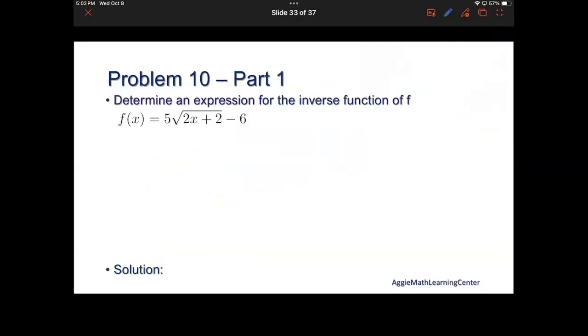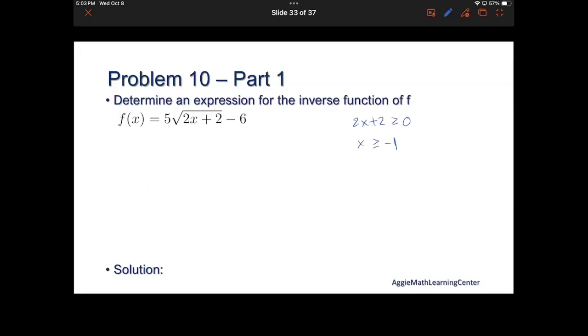I need to know the domain. So I know that the insides of square roots cannot be negative. So the inside part of the square root has to be bigger than or equal to 0, because it can't be negative. So x has to be bigger than or equal to -1. I subtract the 2 to the other side, then I divide by 2, that gives me -1. Okay, that is the domain of my function.